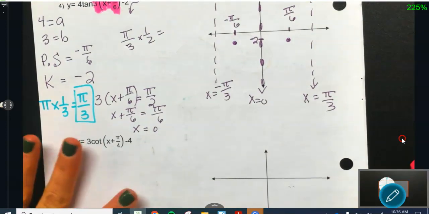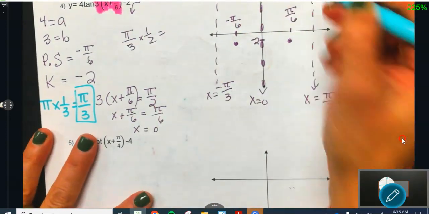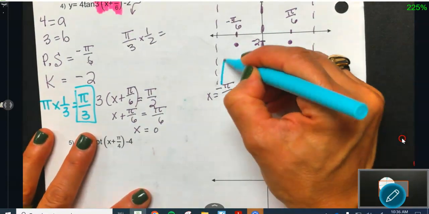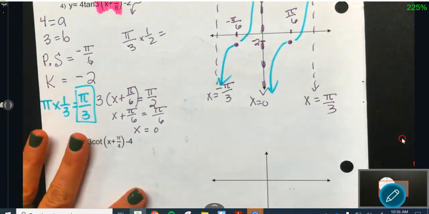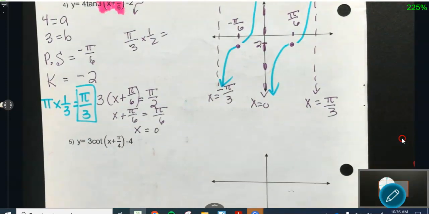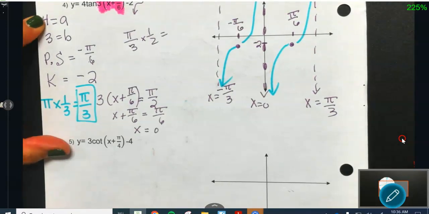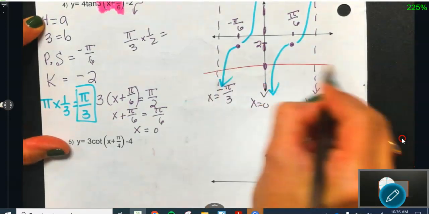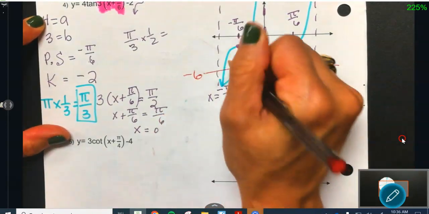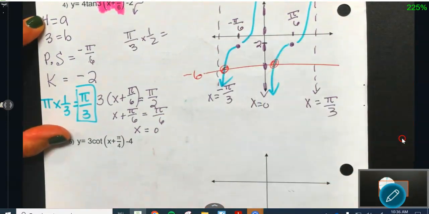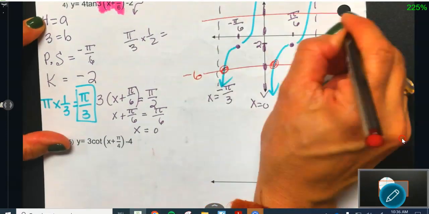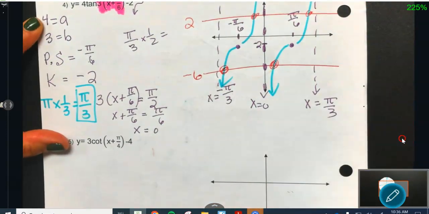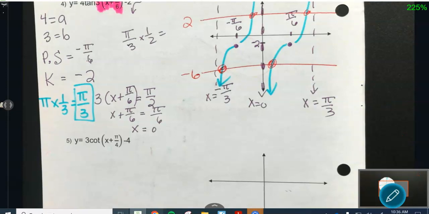Just draw your waves. Remember, it's tangent, so your arrows have to be up on that side. That's all you have to draw. But guys, just remember this vertical stretch, this 4. If I went 4 places down right here, you don't have to draw this, at -6, that's where the output's -1. If I went 4 places above this at 2, that's where the output's +1. And that's it.